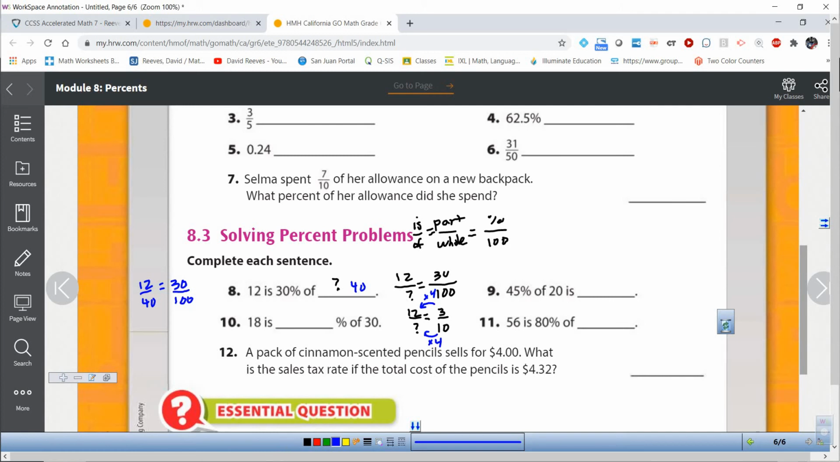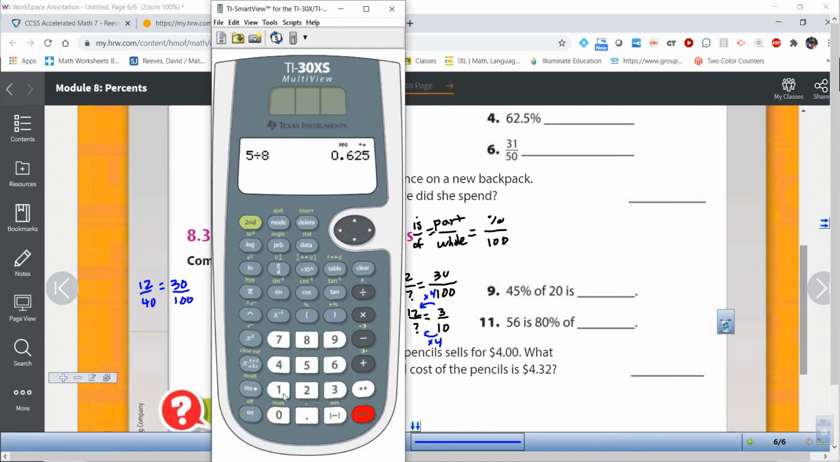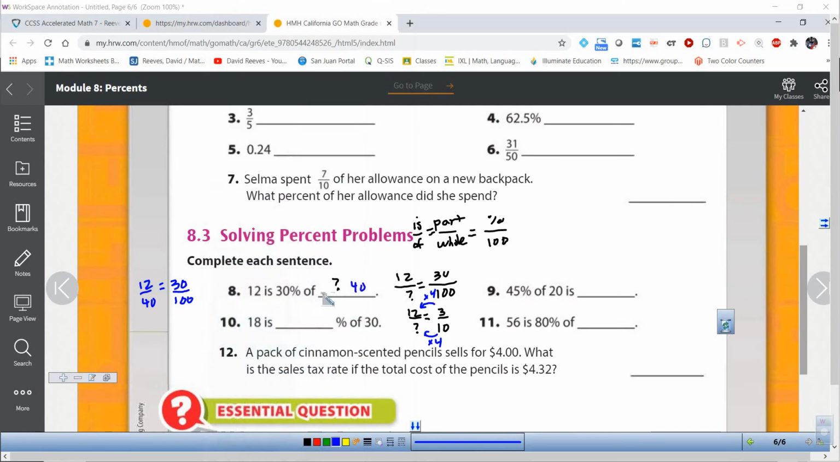And again, if you wanted to use your calculator to check your answer, what's 12 divided by 40? 12 divided by 40 is 0.3, which we know is 30%. So 12 is 30% of. I'm going to go ahead and erase my question mark because now I know that 12 is 30% of 40.